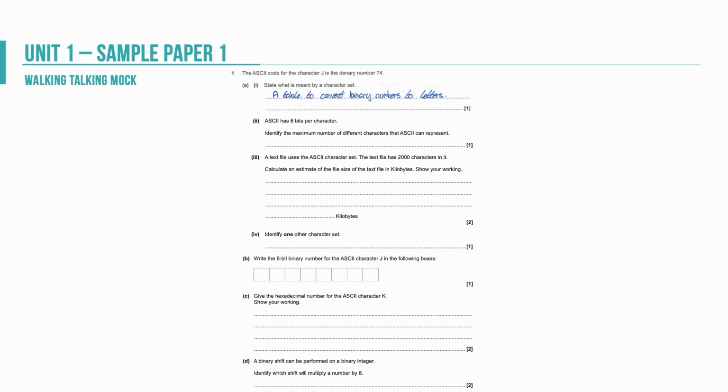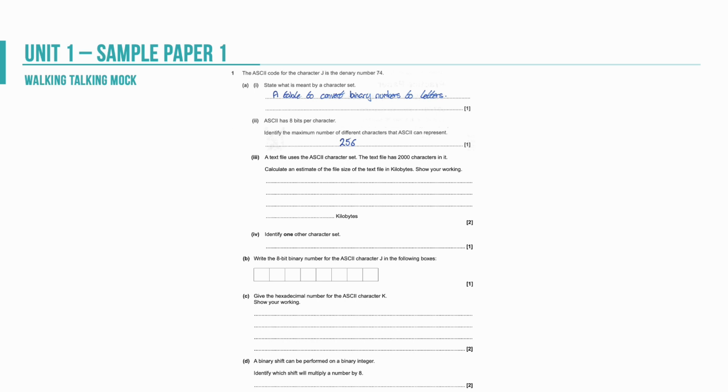ASCII has 8 bits per character, so the letter A, for example, would be 8 bits. Identify the maximum number of different characters that ASCII can represent. That is 256. The mistake would be to put 255. 255 is the maximum number we can create with 8 bits, but we've also got the number 0. So there are 256 different characters we can represent.